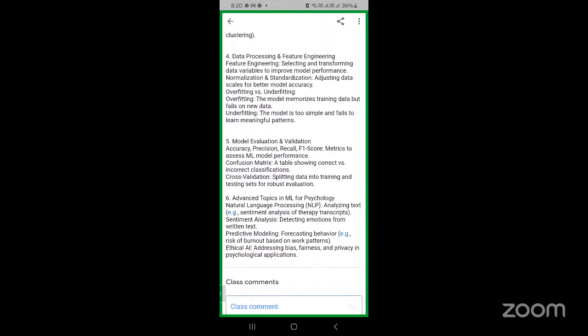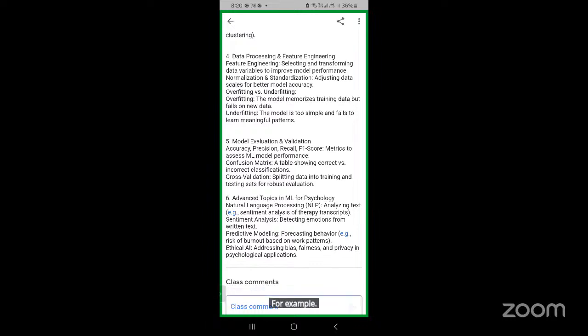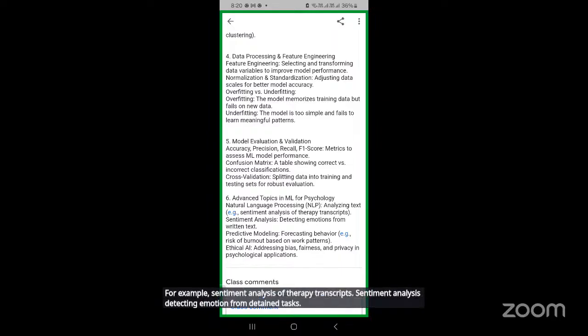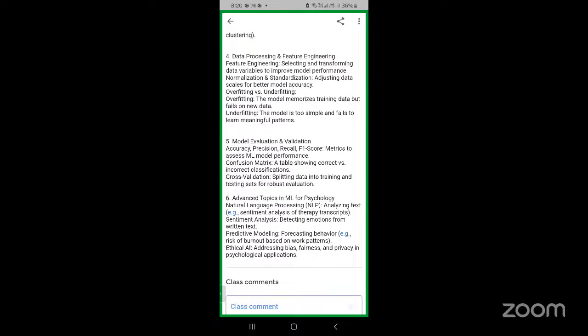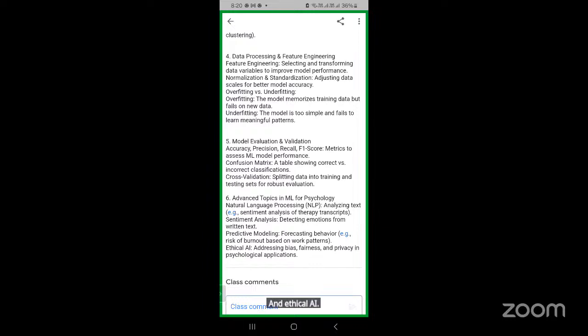Advanced topics in ML for psychology. Natural language processing, analyzing text, for example, sentiment analysis of therapy transcripts. Sentiment analysis, detecting emotion from written text. Predictive modeling, forecasting behavior, for example, risk of burnout based on work patterns. And ethical AI, addressing bias, fairness, and privacy in psychological applications.